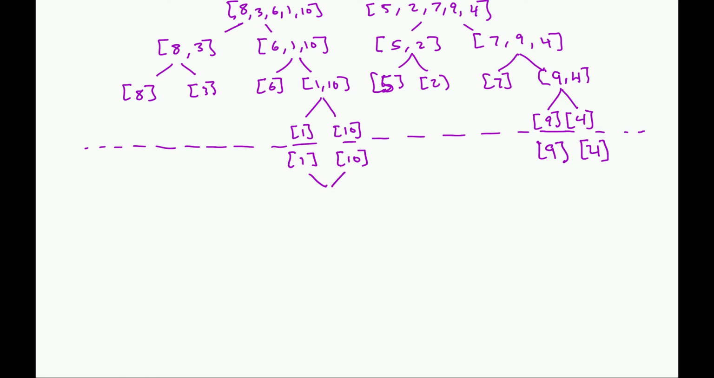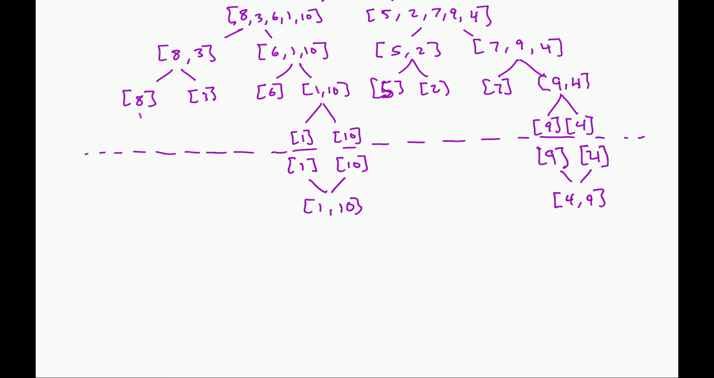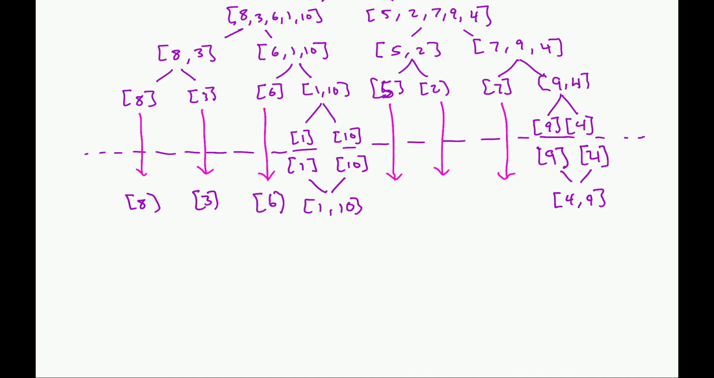So you add the 1 and the 10 to the same list, and you'll get 1, 10. Here you add the 9 and the 4 to the list, and it will put them in the right order because that's what merge does. So you put those back in, and at this point, what you need to do is carry these all down to the new row. So we got an 8 and a 3, and we bring the 6 down, and we bring the 5 down, we bring 2 down, and we bring the 7 down.